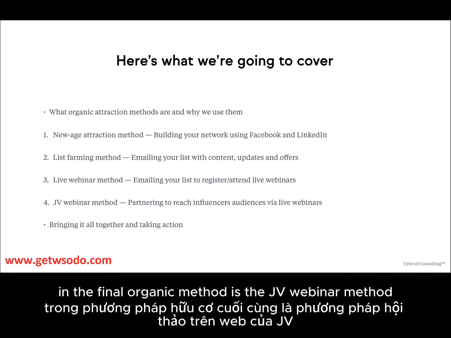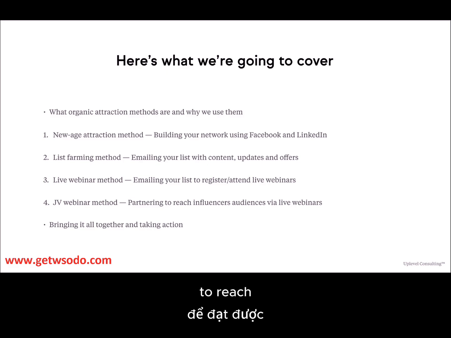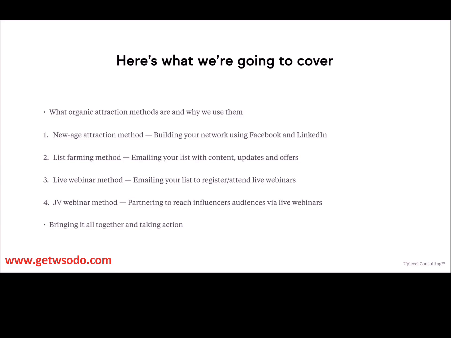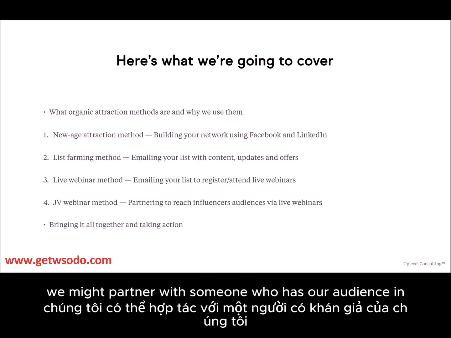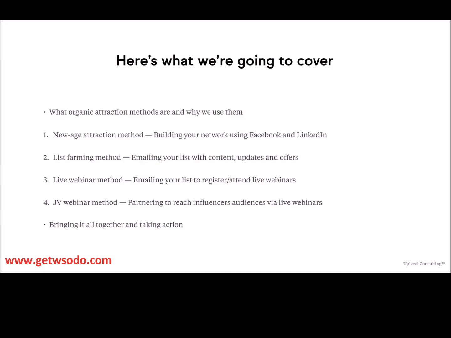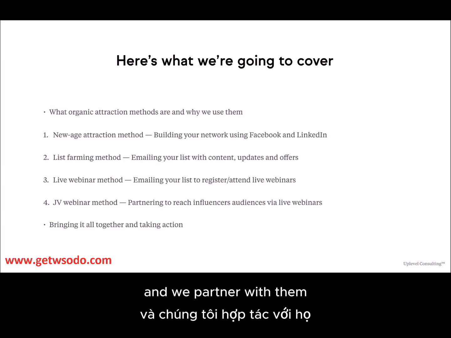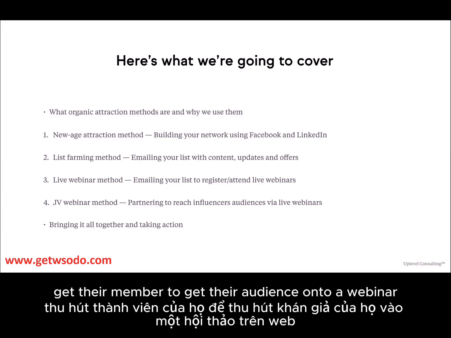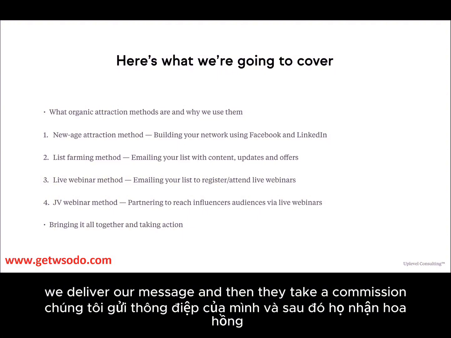And then the fourth one and the final organic method is the JV webinar method. And this is partnering with a joint venture partner to reach an influencer's audience via live webinars. So we might partner with someone who has our audience in their audience, and we're not really competitors, but we share the same audience, and we partner with them. They promote us to their list to get their audience onto a webinar. And then when we're both on a webinar together, we deliver our message and then they take a commission.